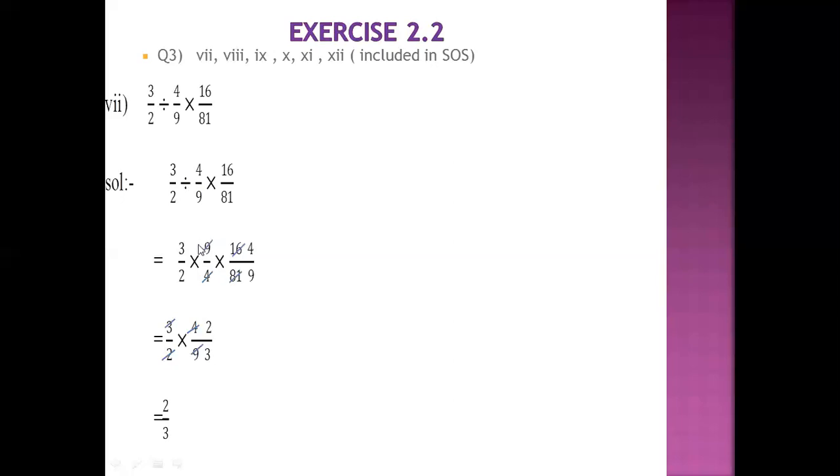This division sign will change into multiplication, and when the division converts into multiplication, after the division sign we write the reciprocal of this fraction, which means the denominator will come in the numerator and the numerator will come in the denominator. The multiply symbol stays as it is, and 16 over 81 stays as it is.